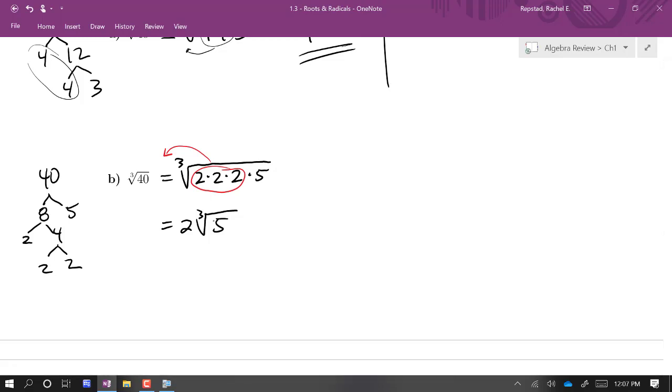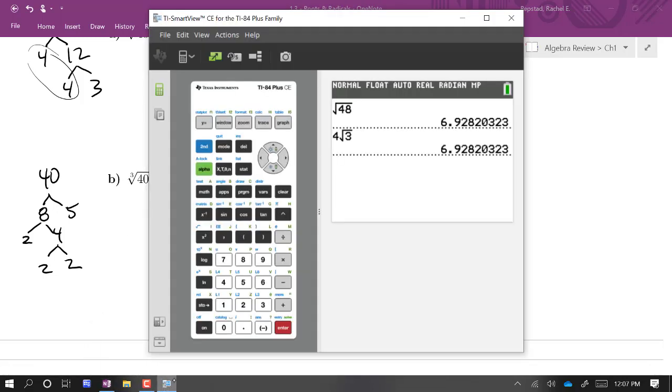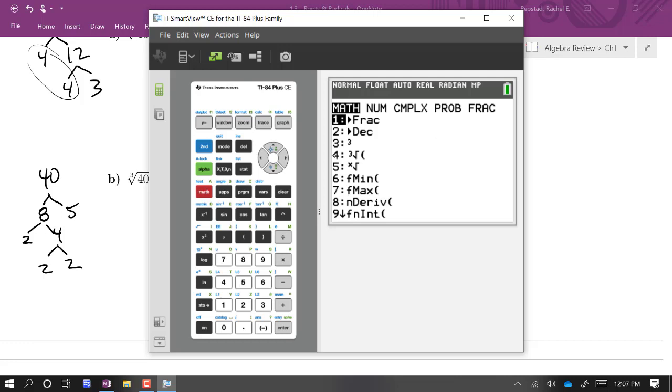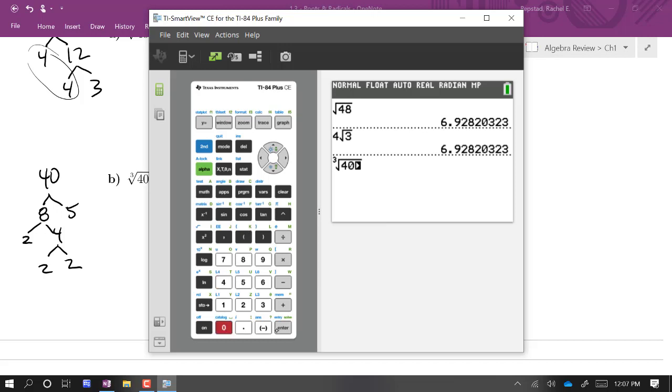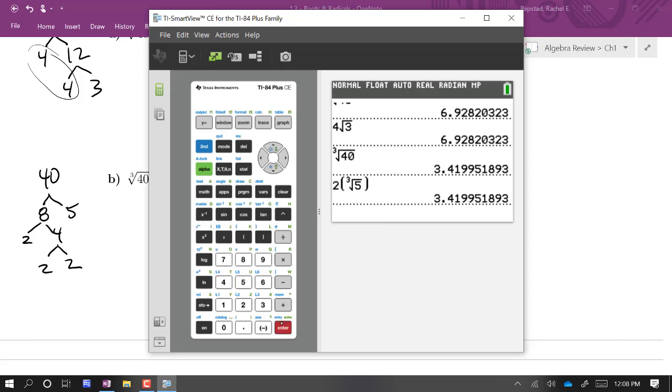Again, you could check on the calculator, plugging in the cube root of 40. Depending on the model of calculator that you have, you can get to a cube root if you hit the math button on your TI-84, and you can see it's option 4 here. You could put in any root using option 5. It'll ask you what root you want to take. But I can do the cube root of 40, and that gives me 3 point something. And now next I'll do 2 times the cube root of 5, and we get the same thing.